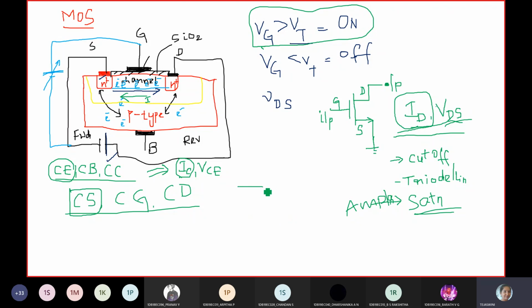Can you observe there is a capacitor formed in between the gate and the channel? This is a gate and this is a channel region or a substrate. So when you apply a positive voltage to the gate, due to this positive polarity, negative charges are attracted in the channel. It seems to be a capacitor, top plate and bottom plate.